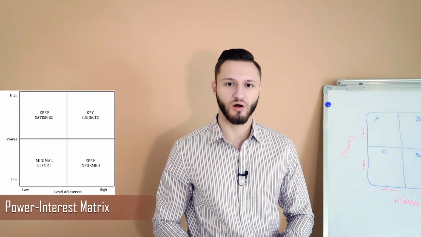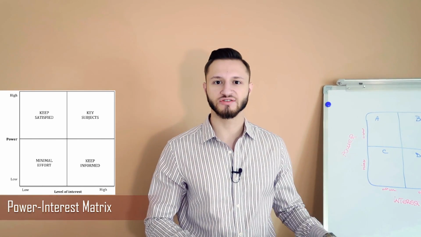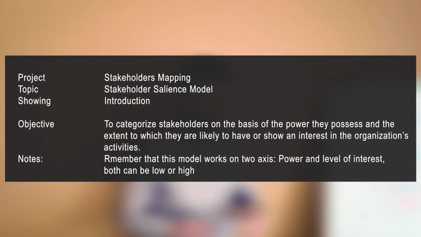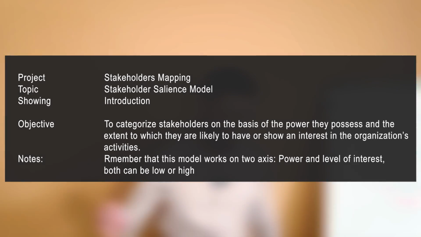Just like the salience model, the power interest matrix works on the same principles. The objective is to categorize stakeholders on the basis of the power they possess and the extent to which they are likely to have or show interest in the organization's activities. So remember that this model works on two axes. The power and level of interest both can be low or high.